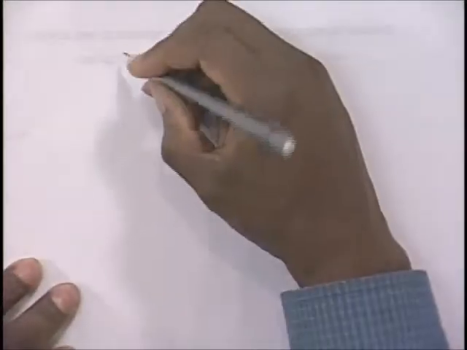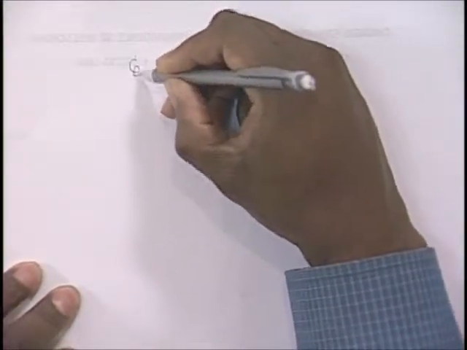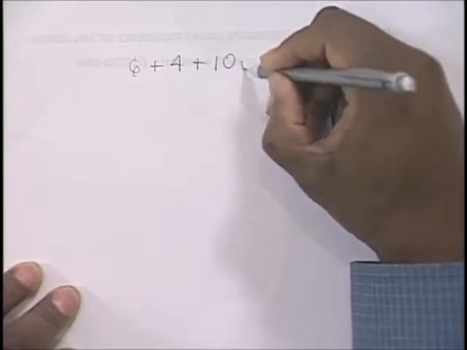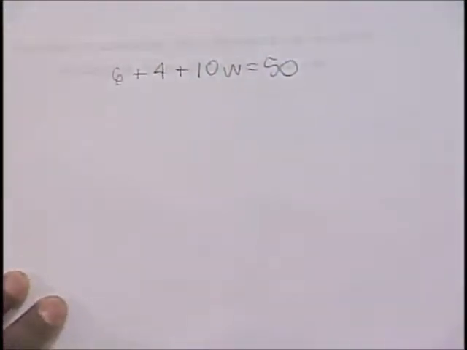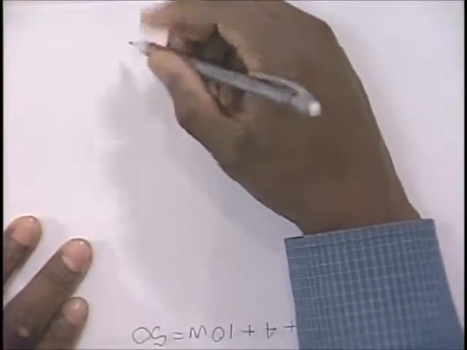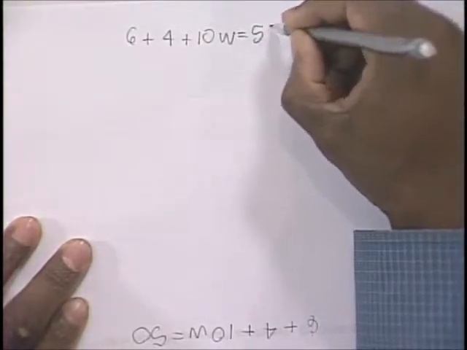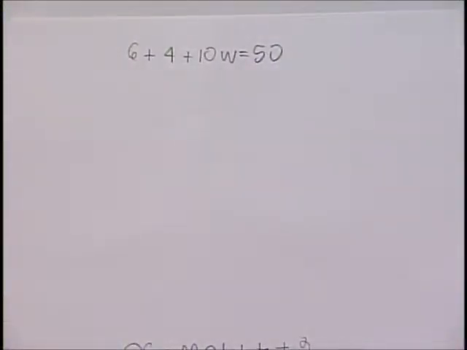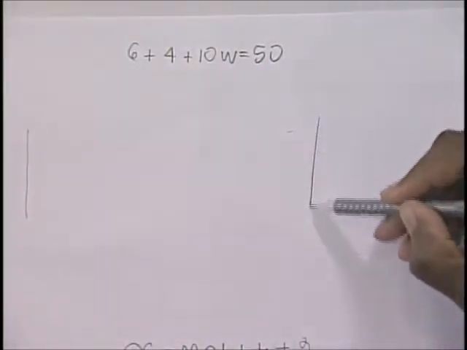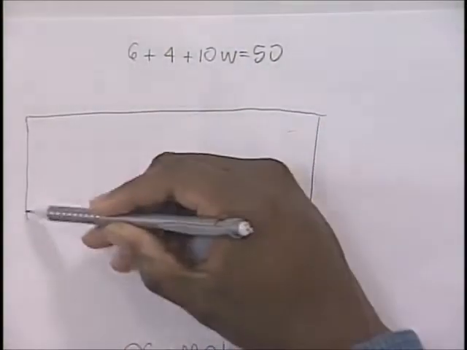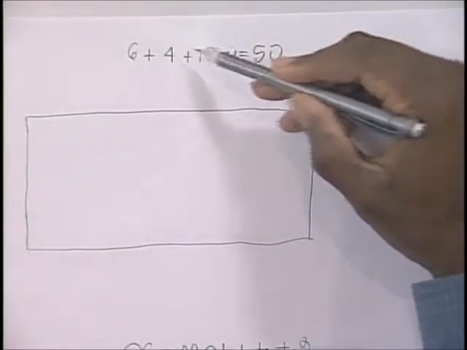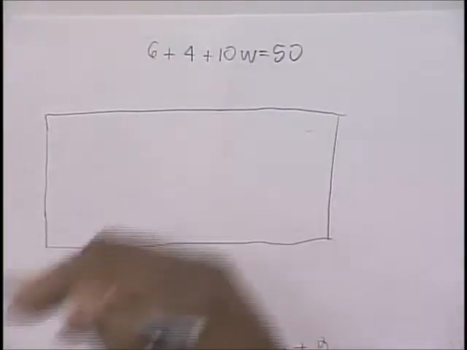Let's take a look. Let's widen out again. The equation that I just gave you was 6 plus 4 plus 10w is equal to 50. Let's say you've got a building. How could this 6 plus 4 plus 10w is equal to 50 relate to some real problem?